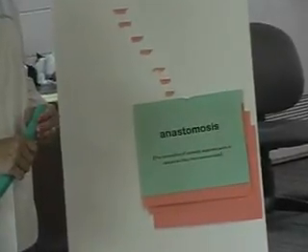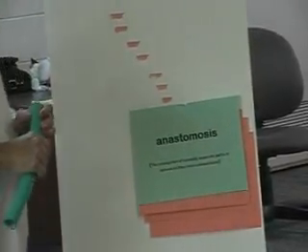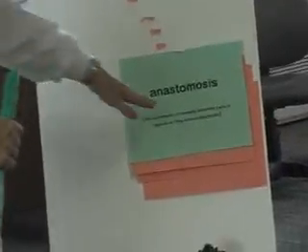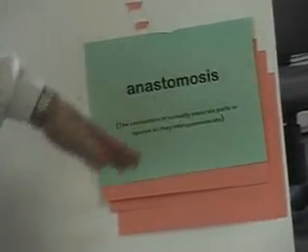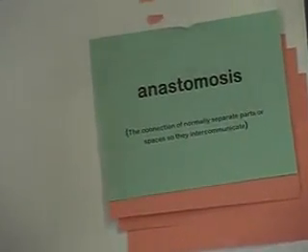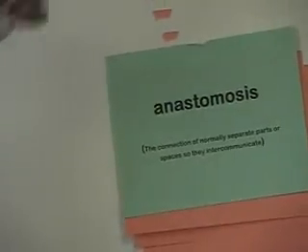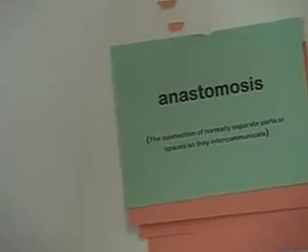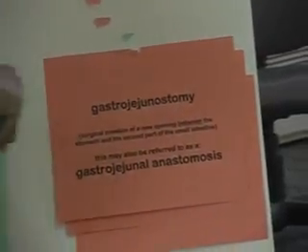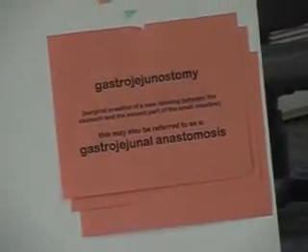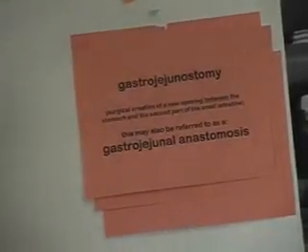Anastomosis. That's a big word to say, anastomosis. Anastomosis. Very good. It's kind of a hard word to say. What this is, is connecting the two ends of things that are normally not connected, but we're putting them together. They use this term a lot in surgery. So, that word we just did, gastrojejunostomy, normally those aren't connected, so we're going to connect them.